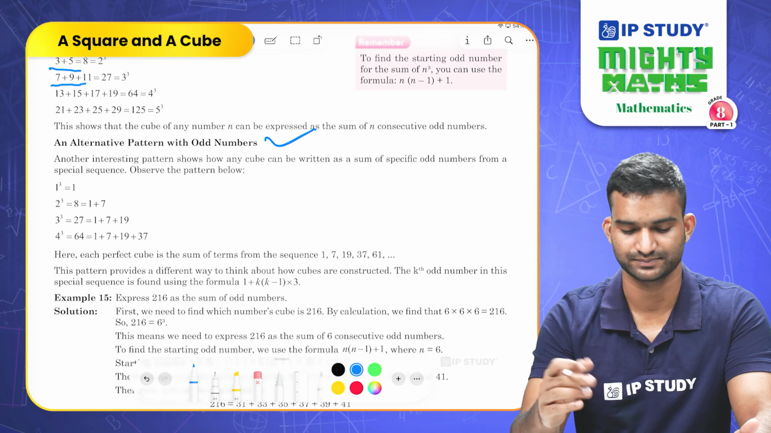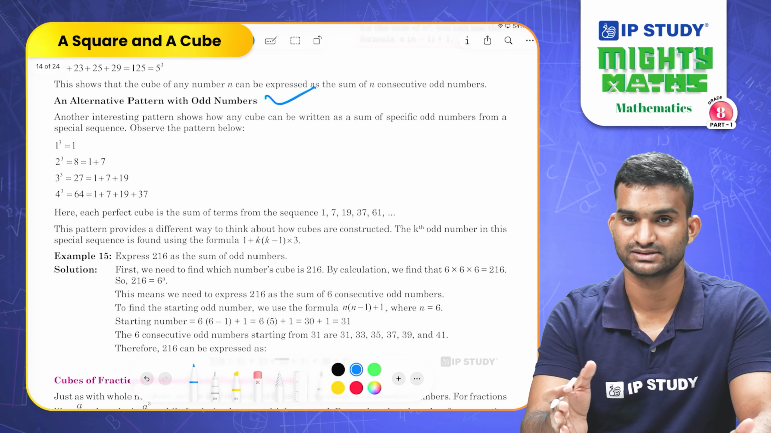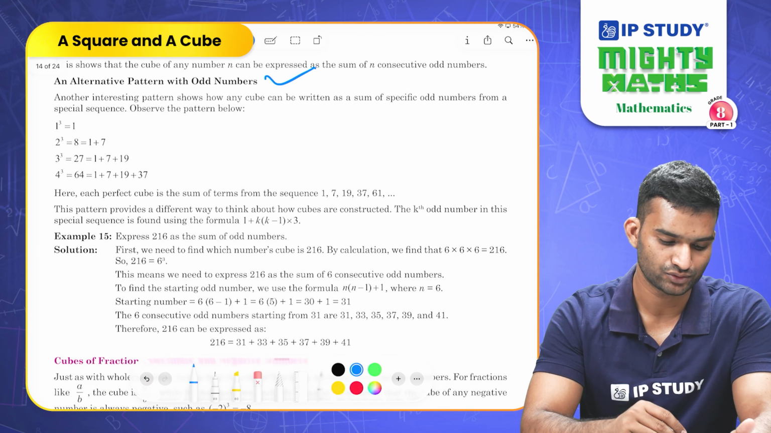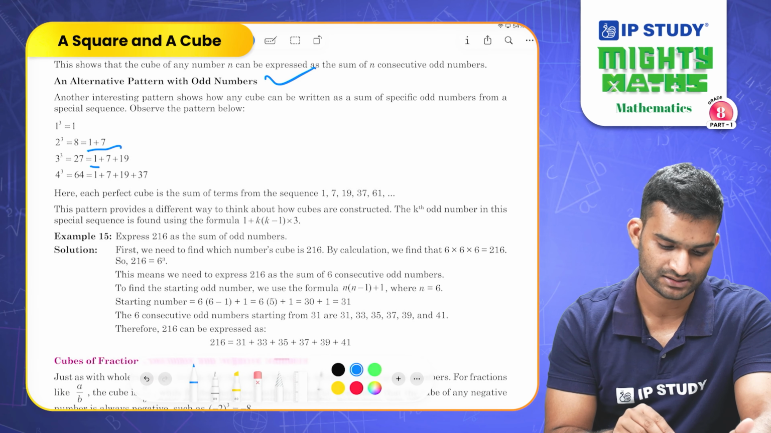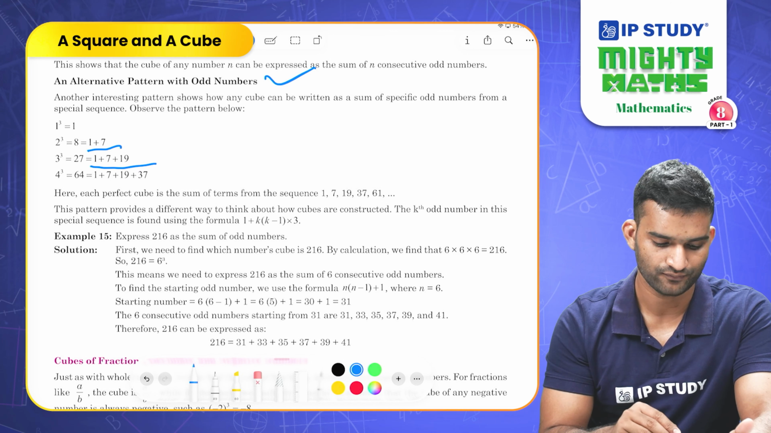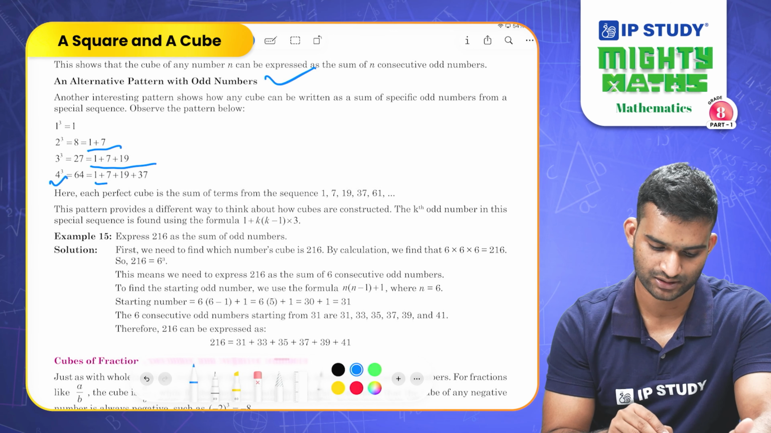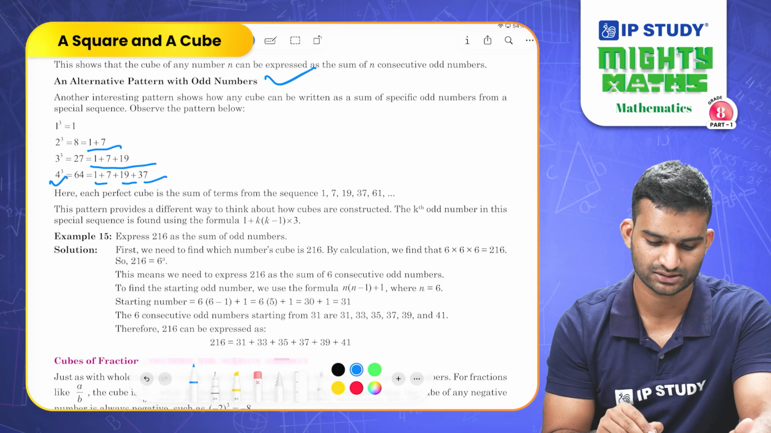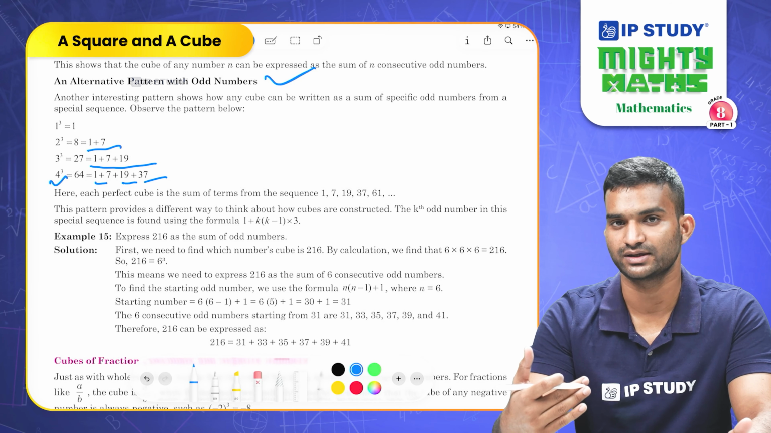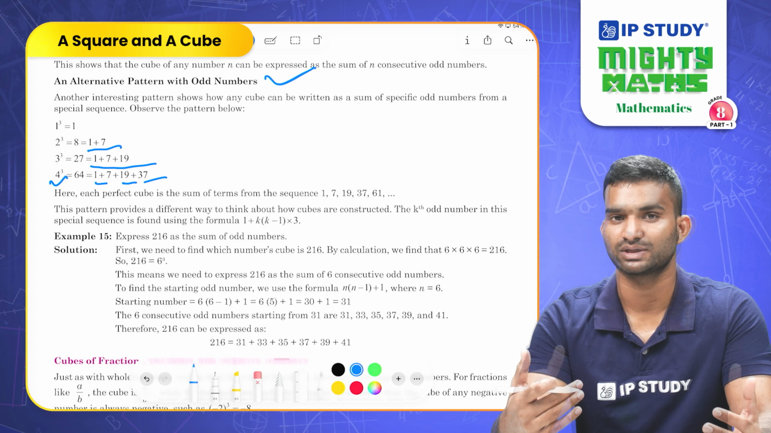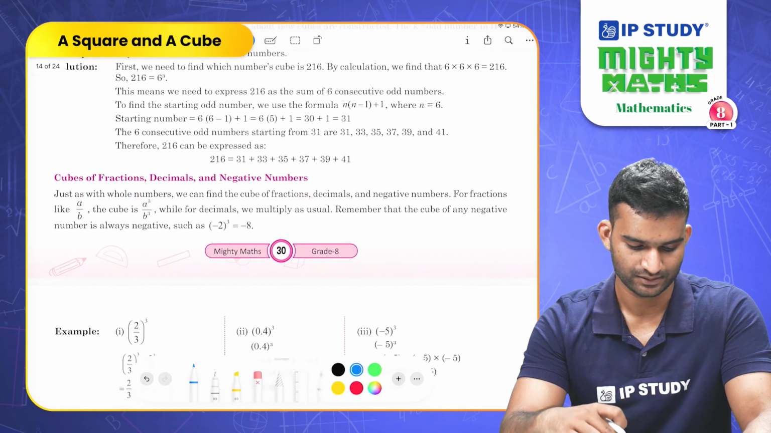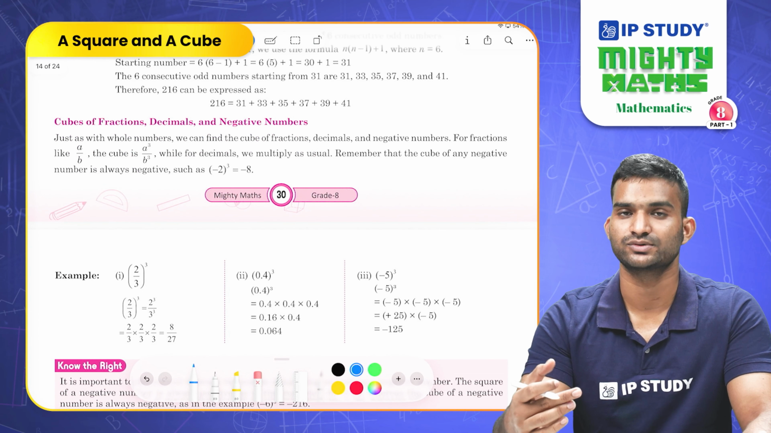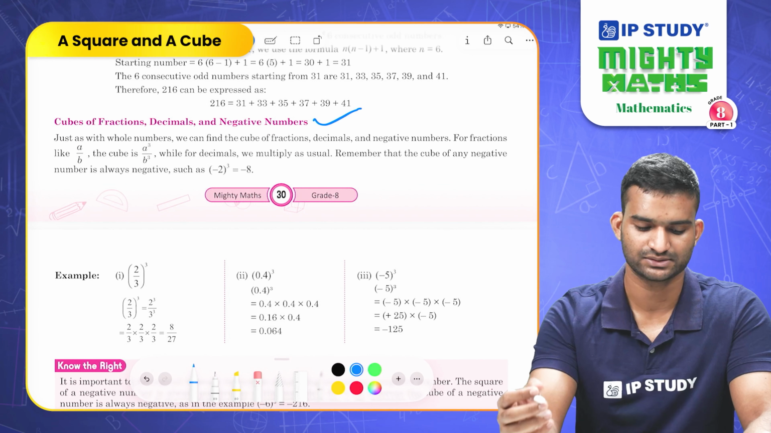Moving to the second pattern, we have an alternative pattern with odd numbers. When we take 1, we can write it as 1 cube, and 2 cube can be written as 1 plus 7. For 3 cube, we can write 1 plus 7 plus 19. For 4 cube, we can write 1 plus 7 plus 19 plus 37. So this is how we can use cubic numbers and their patterns to write sums of odd numbers to represent certain patterns.